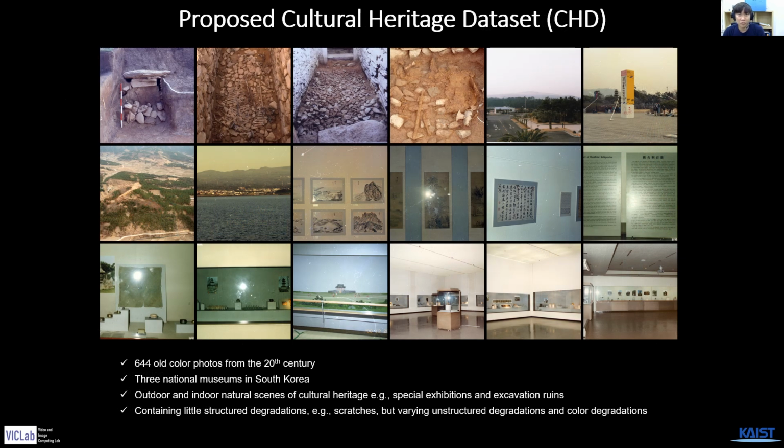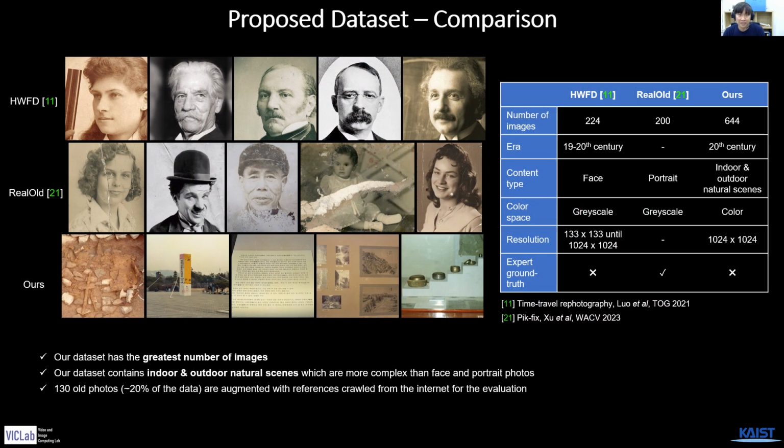For the benchmark, we propose a cultural heritage dataset consisting of gold color photos produced in the 20th century. Different from previous public old photo datasets, which mainly consist of portrait photos, our dataset contains indoor and outdoor scenes of cultural heritage. Since our task uses references, we further collect modern photos as references by crawling images from the internet.